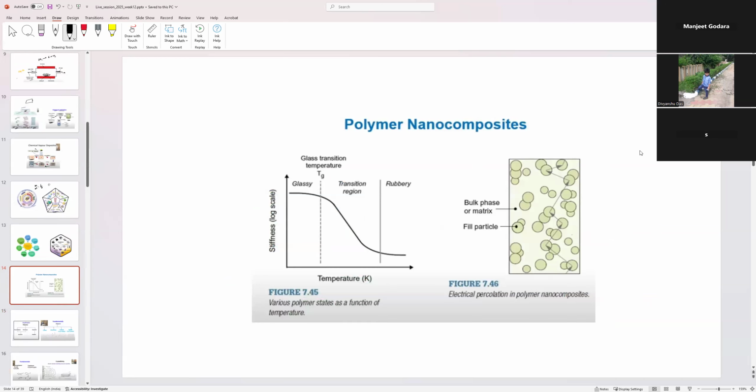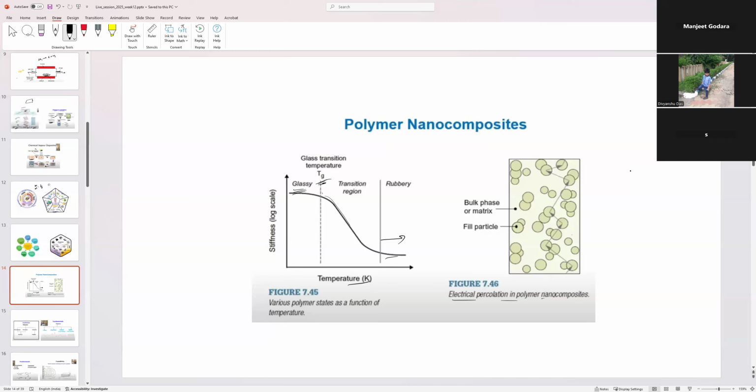Next, we have polymer nanocomposites. So, some brief things about polymers. Below a certain temperature, polymers behave as glassy, where they are in a relatively hard state. But as you heat them up and cross the glass transition temperature Tg, they start becoming soft, and after a point, they become rubbery. As you cross the glass transition temperature, they start to basically flow. You can mold them into different shapes.